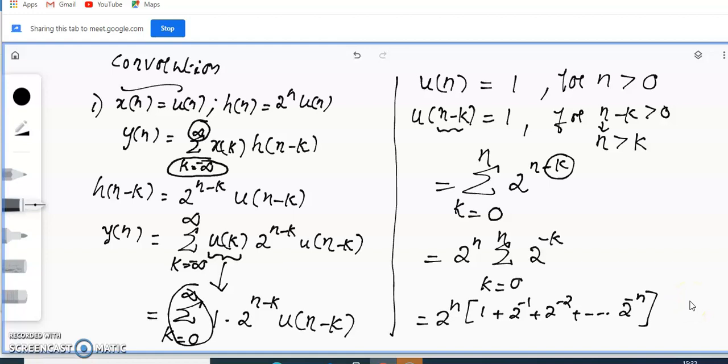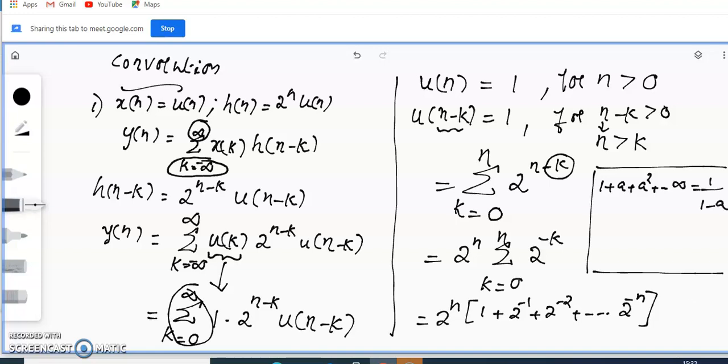Now this became in the form of a general equation. And what is a general equation? We already know that general equation, we have studied it. The general equation is 1 plus a square plus etc. up to infinity, and that is equal to 1 divided by 1 minus a. But here it is not extending till infinity. If it was infinity, it is 1 by 1 minus a. But here the equation is 1 plus a square plus etc. up to a raised to n, and that equation is 1 minus a raised to n plus 1 divided by 1 minus a.